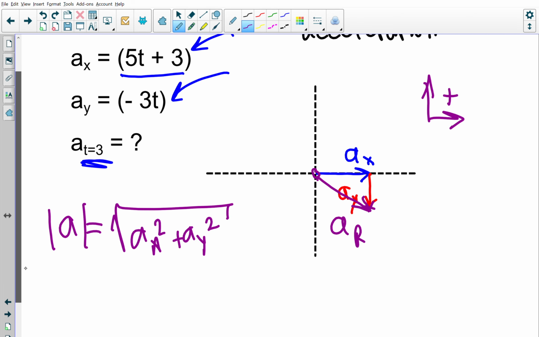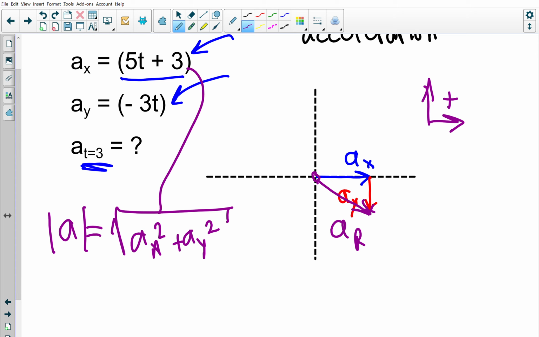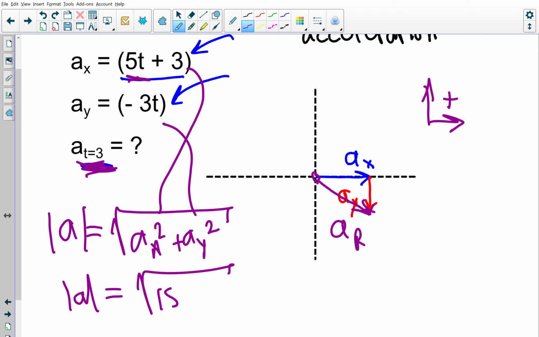Now there are two ways to go about this. Plug in all the variables here and then plug in the time, or plug in the time first. In this case, it's mathematically much easier to plug in the time first. So if the time is 3, 5 times 3 up here is 15, plus 3 is 18. So square root of 18 squared plus 3 times negative 3 is negative 9. Negative 9 squared is 81. And you can do this out, but it comes out to a little over 20, 20.1 or something like that. Let's say it's meters per second squared.